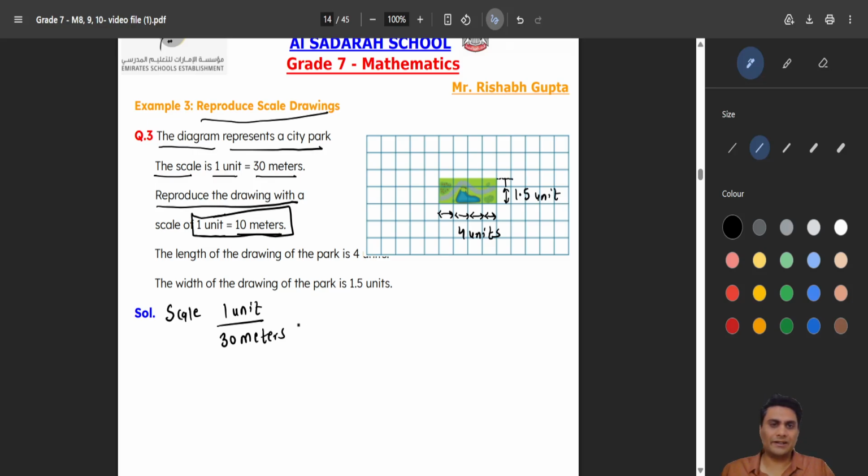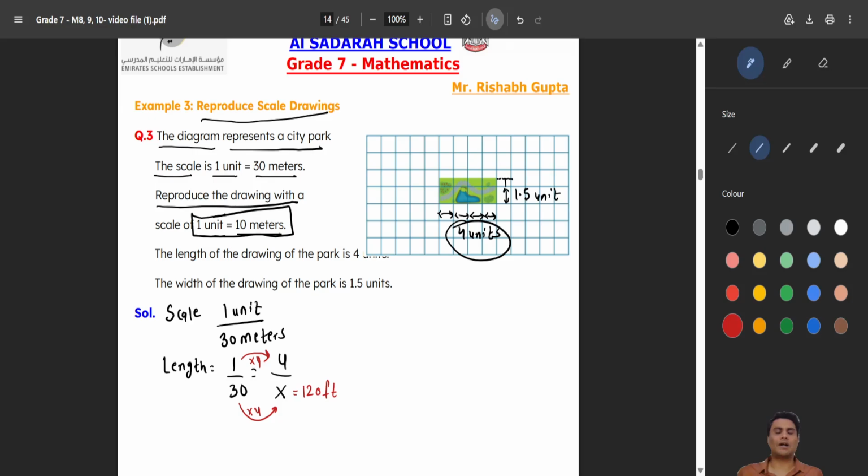So let us see the length first. For the length, what is the scale? 1 over 30. 1 unit. Okay, here how many units in the length? 4 units. So I will put 4 units here. In reality, how many feet? I don't know. So again the same thing. 1 times how much will make 4? 1 times 4 will make 4. So for 30 I will do times 4. This will become how much? 30 times 4? 120 feet. So what is the actual length of my park? 120 feet. I got the length.